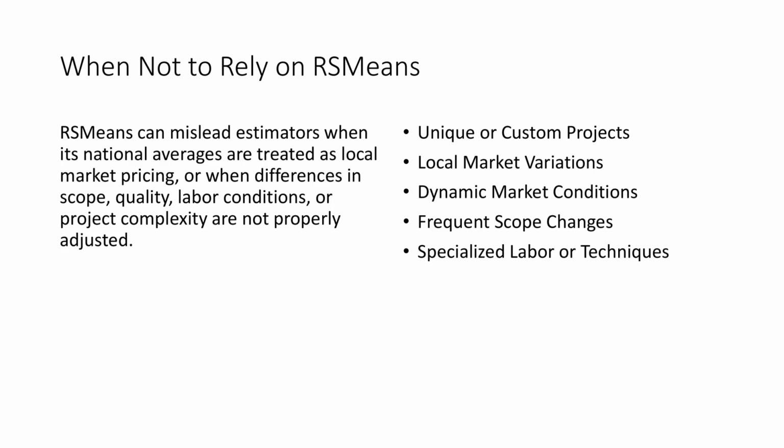This often occurs when projects are highly customized, when local labor conditions or union rules differ, or when markets are volatile due to inflation, supply chain disruptions, or labor shortages. RSMeans also becomes less reliable when scope is still evolving or when specialized systems, such as complex MEP, labs, healthcare, or high-tech infrastructure, drive a disproportionate share of the cost. In these situations, professional judgment, local knowledge, and project-specific experience matter more than standardized averages.